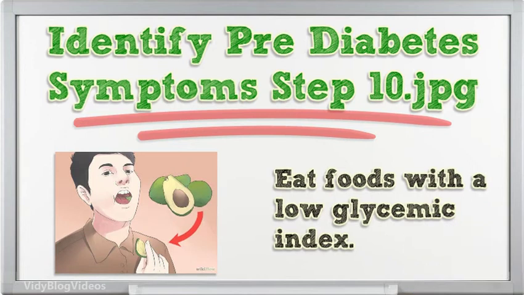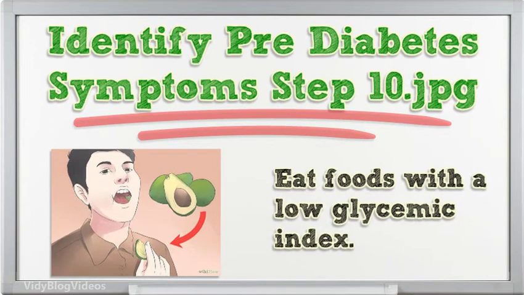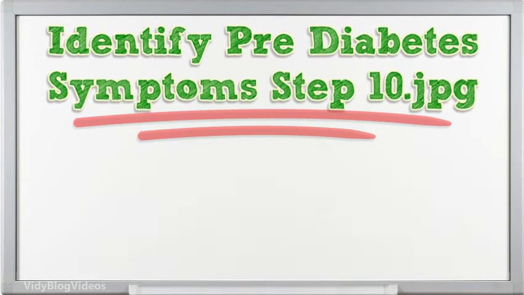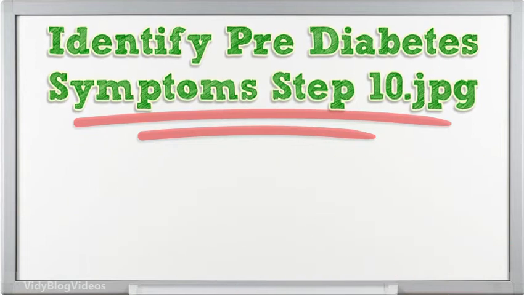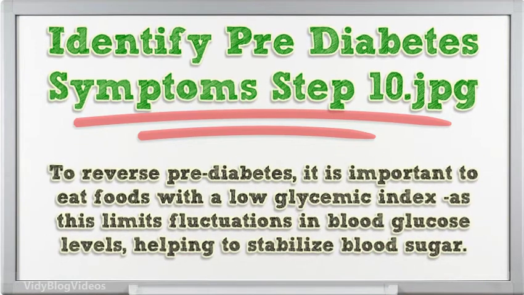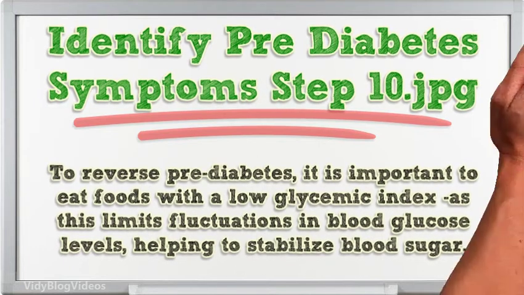Eat foods with a low glycemic index. The glycemic index is a scale used to measure the effect of carbohydrates on blood sugar levels. To reverse prediabetes, it is important to eat foods with a low glycemic index, as this limits fluctuations in blood glucose levels, helping to stabilize blood sugar.